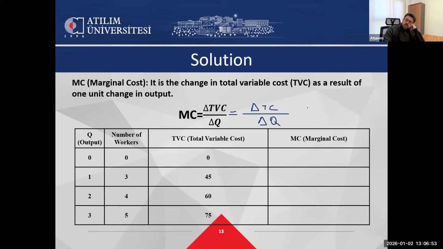Why are these two equations equal? Because I said total cost equals total fixed cost plus total variable cost. Total fixed cost is fixed. When I change that part, the same change occurs in the total cost. That's why these changes give the same effect or same measurement.